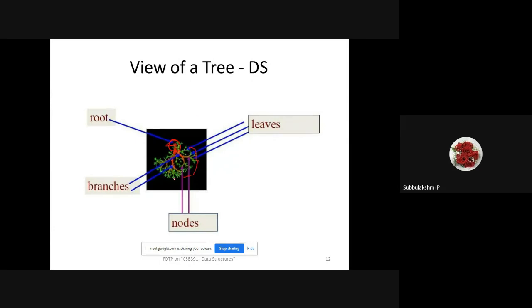Then you can see there are so many leaves, or rather branches, and we are going to take these branches. So this is one branch, this is one branch, and this is one branch. And each and every branch will have nodes. So this is the view of a tree from the data structure point of view.